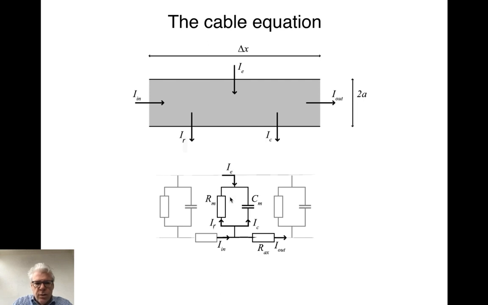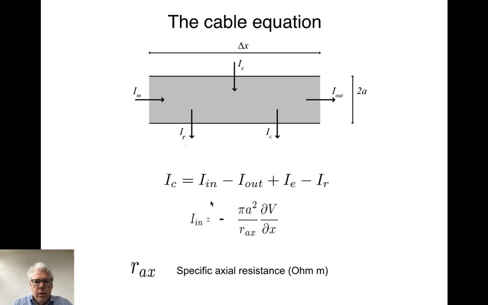So again, here our external current, this is the membrane resistance, the membrane capacitance, and the axial resistance. Of course, in reality, we have many of these circuits in parallel. So if we go into a little bit more detail, we can make the current balance according to Kirchhoff's equation.